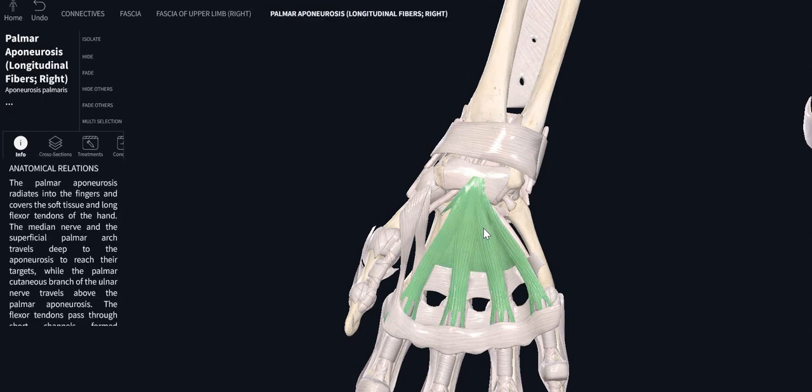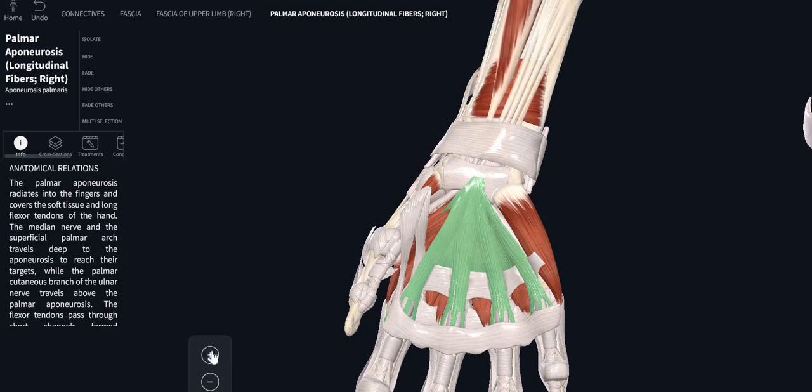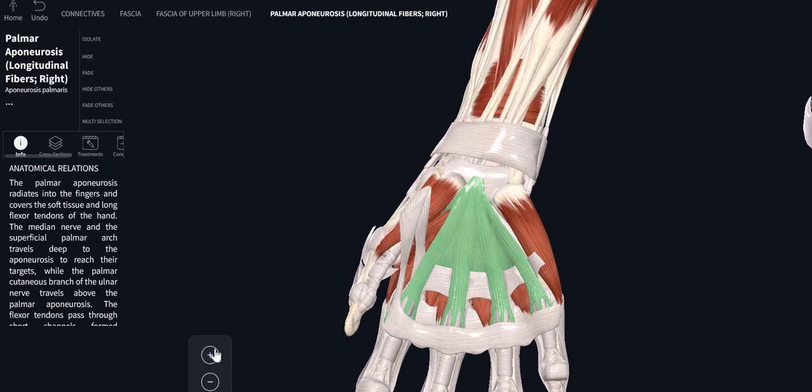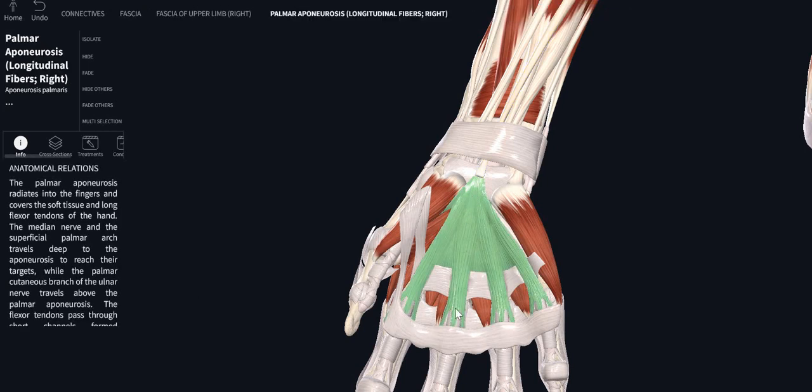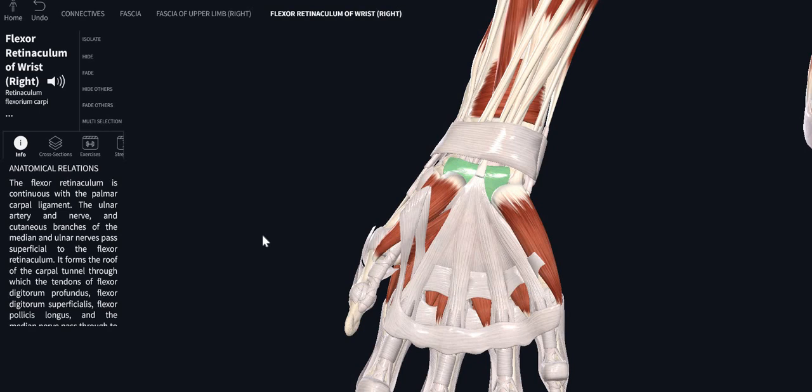the palmar aponeurosis. The palmar aponeurosis has its base pointed towards the fingers and its apex is right over here, and it is held by the tendon of the palmaris longus. So this is the palmaris longus muscle, and it attaches directly to the apex of the palmar aponeurosis, and from underneath, the palmar aponeurosis extends to the fingers, its base goes towards the fingers. We have, close to this part of the fascia of the palm, the flexor retinaculum.